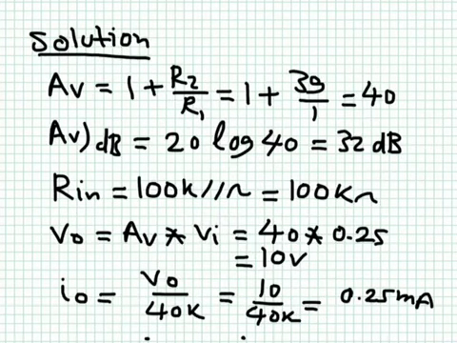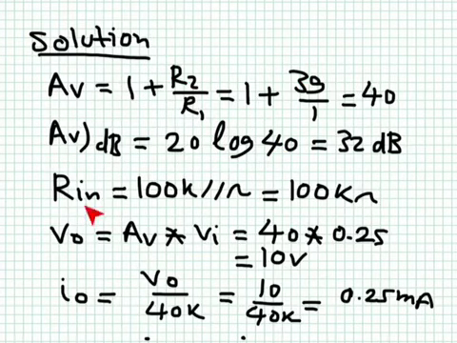Okay, this is a summary of the steps already explained. The gain for a non-inverting amplifier, even with this extra 100K, is 1 plus R2 over R1. So 1 plus 39K over 1K will give you 40. If you want to convert this one to dB, it is very simple. It's 20 log to base 10 of 40. This will give you 1.6. You multiply by 20, you get 32 dB.